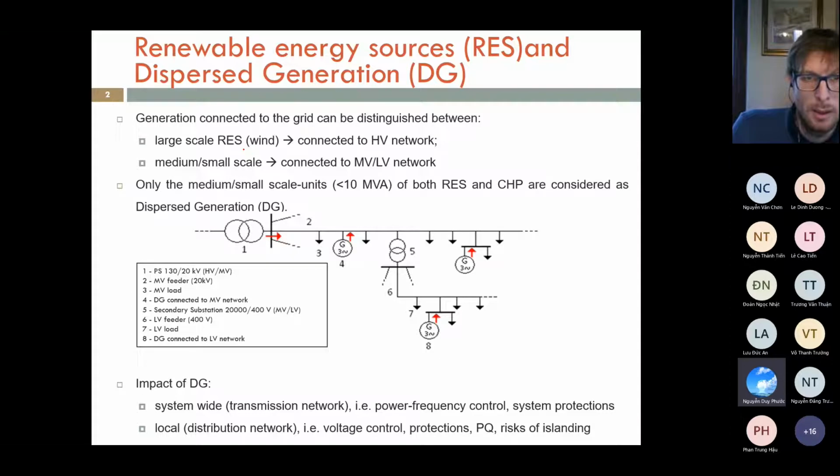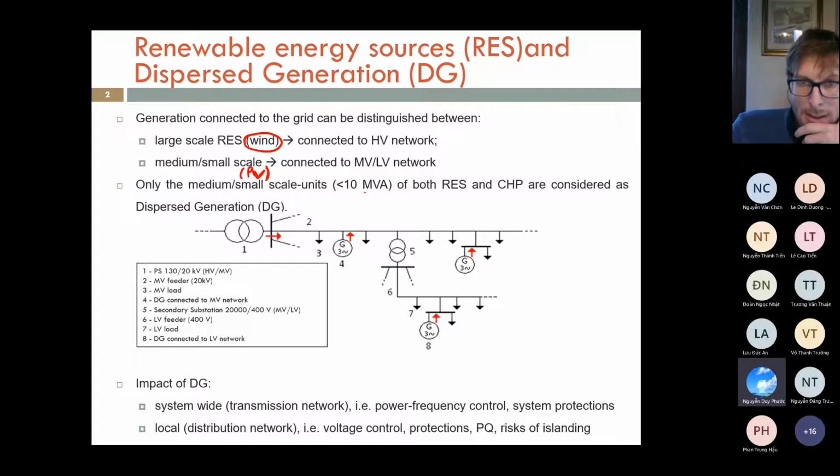Basically, RES could be connected both to the high voltage network and to the medium and low voltage network. If you consider the traditional power generation units, let's say thermal, nuclear, they were almost all connected to the high voltage network. But in the case of RES, we will see that that's not completely the case. Normally, as I told you already, the large scale RES are normally wind, while the medium-small scale are normally PV.